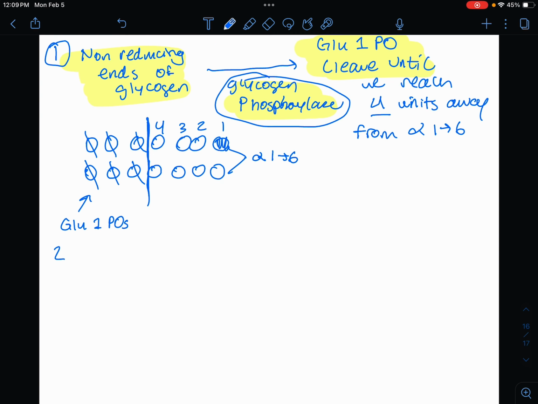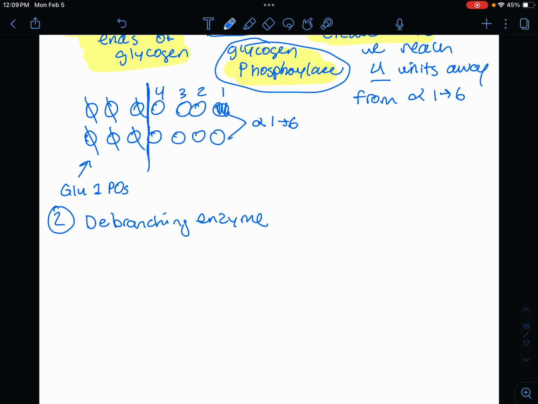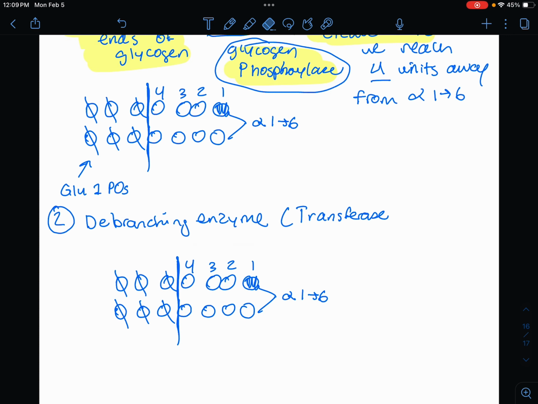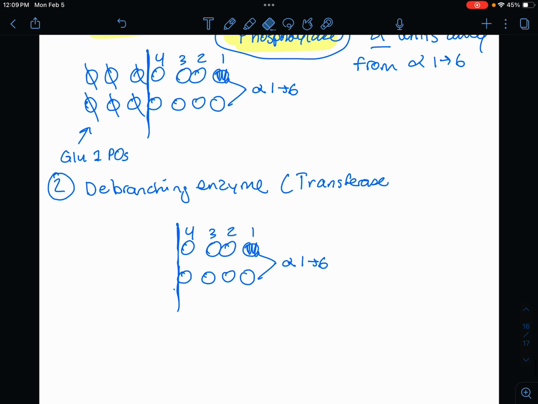Okay, step 2. We're going to be using something called the debranching enzyme. And this debranching enzyme has 2 functions. First, we're going to have its transferase function. And for simplicity, I am just going to copy this picture over and now erase what we've cleaved away, all those free glucose 1-phosphates and their alpha 1 to 4 linkages.